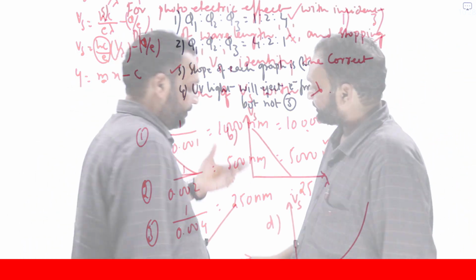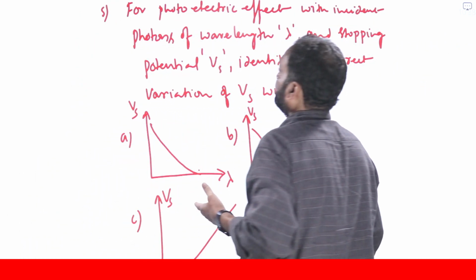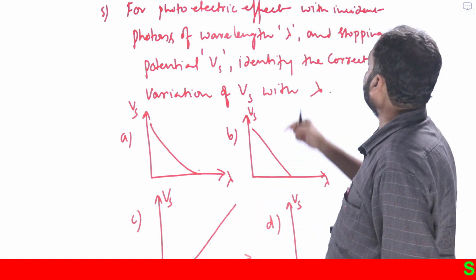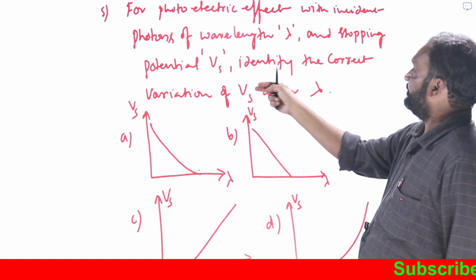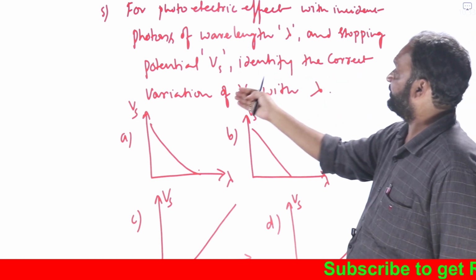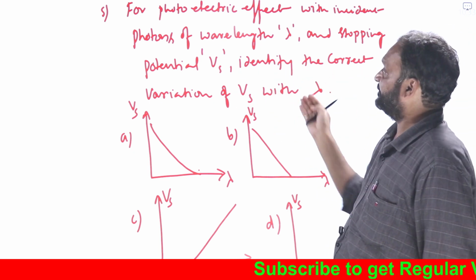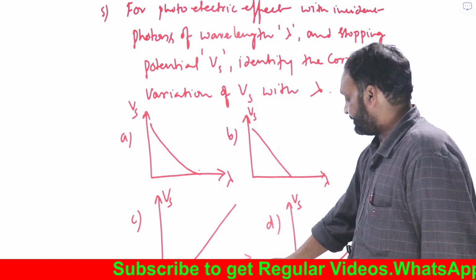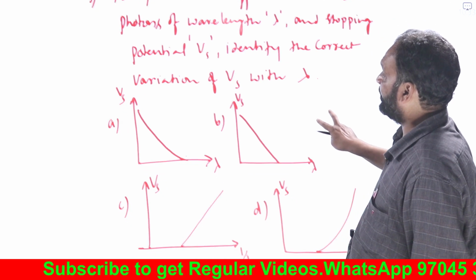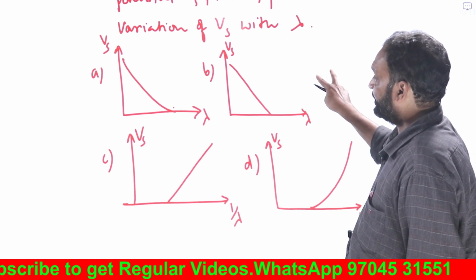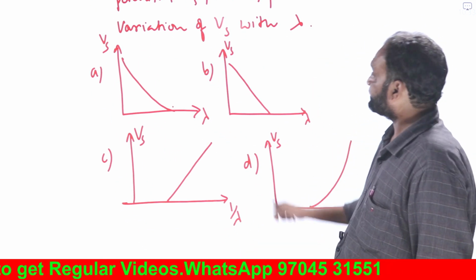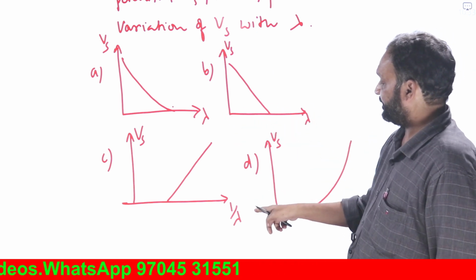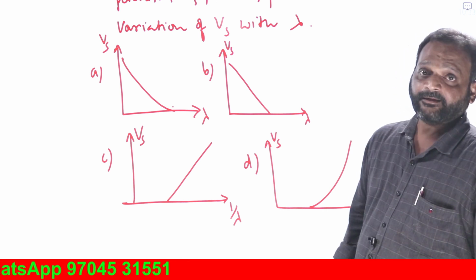Look at this fifth problem in photoelectric effect. For the photoelectric effect with incident photons of wavelength lambda and stopping potential Vs, identify the correct variation of Vs with lambda. Means how the stopping potential varies with lambda. He has given 4 graphs. Which graphs are correctly drawn? That's what he's asking. Vs is the stopping potential, and 2 graphs are given with respect to lambda, 2 graphs are given with respect to 1 by lambda along the x-axis.